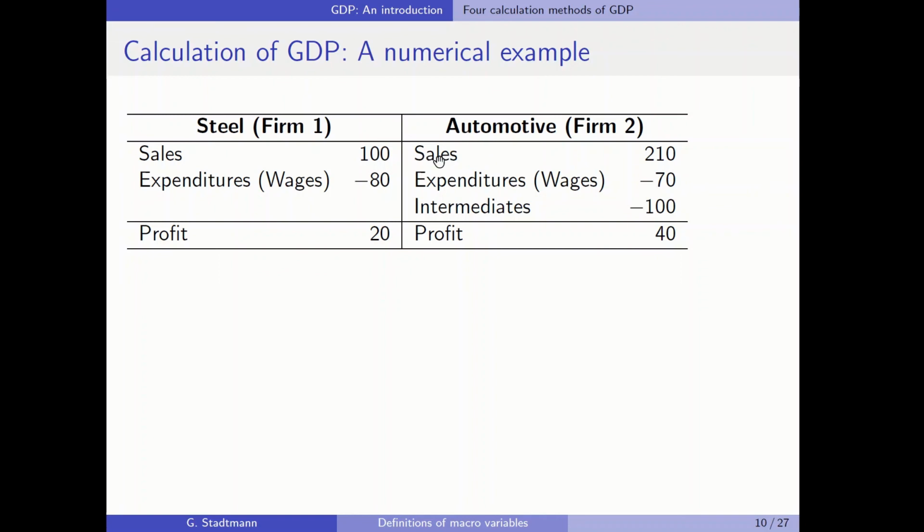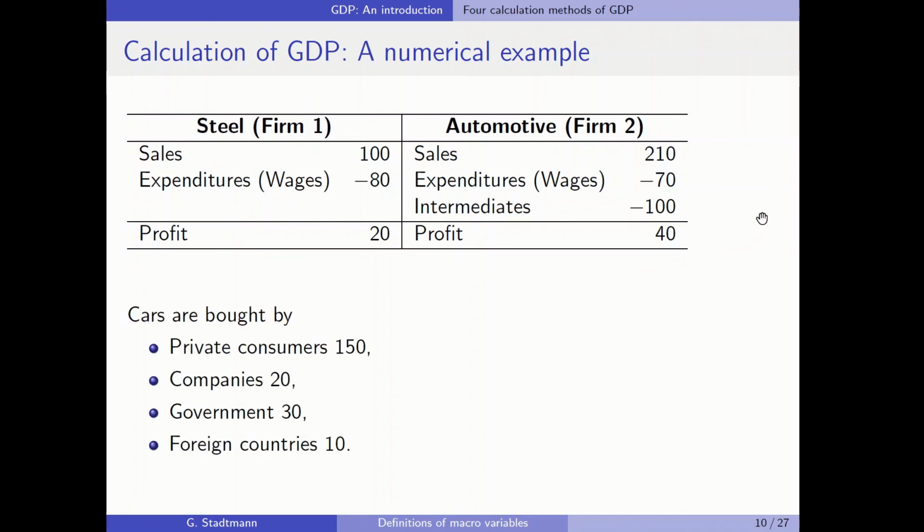The revenues, the sales in the automotive company are equal to 210, the wages are equal to 70, then there is the intermediate material, steel, 100, and the profit is equal to 40. The cars are bought by private consumers, 150, and companies, 20, as investment goods. The government is using 30 cars as police cars, and foreign countries are also importing some cars from the domestic economy.